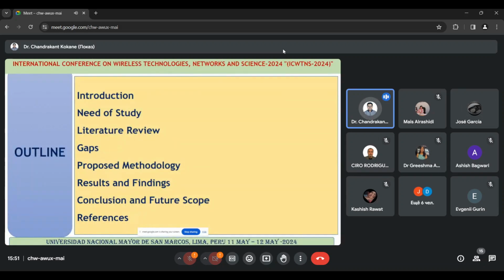So this is the outline of my presentation. First, we have the introduction: why we need the contribution of nanotechnology and machine learning techniques in the field of image processing, basically cancer detection or early stage cancer detection. Next, we have the need of the study, then why we are going with this. Accordingly, I have a literature review. According to the literature review, gap finding is there, so four important gaps we have. Then the proposed methodology with the results.